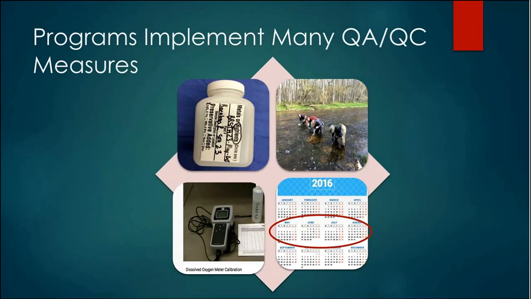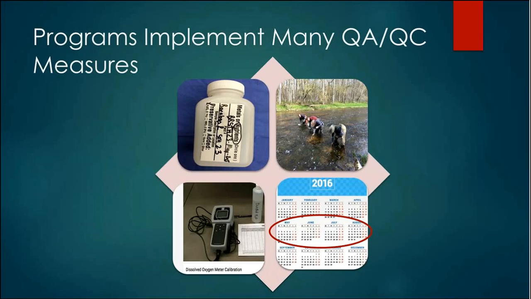One of the things that we wanted to make sure was clear about volunteer water monitoring programs is that they're very focused on ensuring that good quality data are collected. A lot of them, and it depends on their goals. Some of the programs are out there looking at doing education in schools, so they might be not as focused. But many of the programs do have stringent quality assurance and quality control measures.